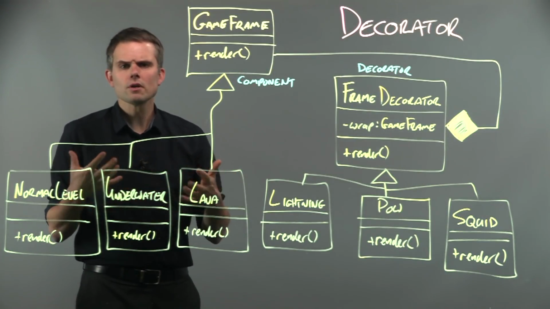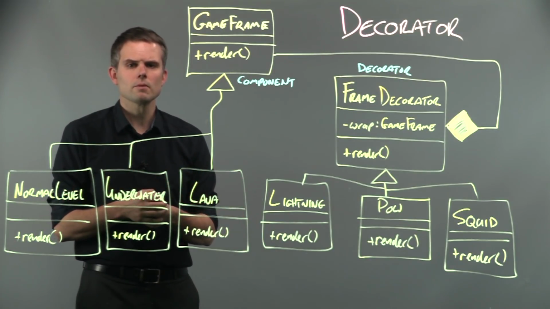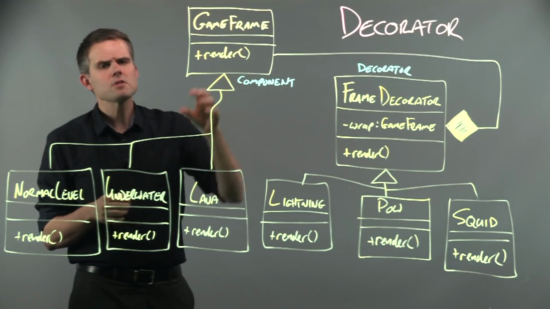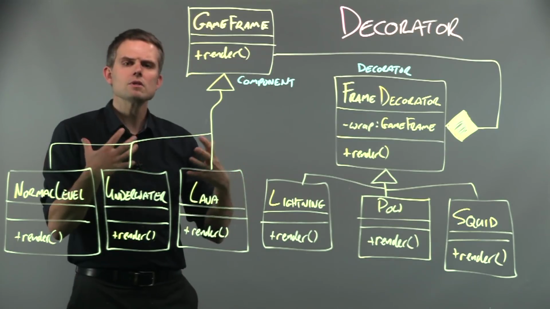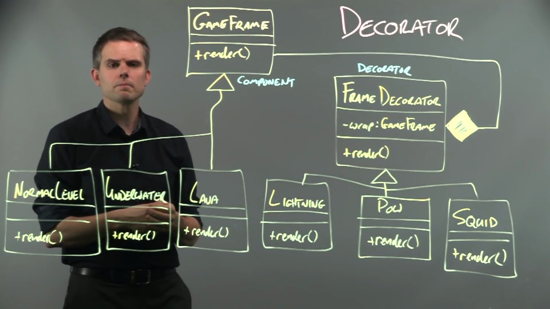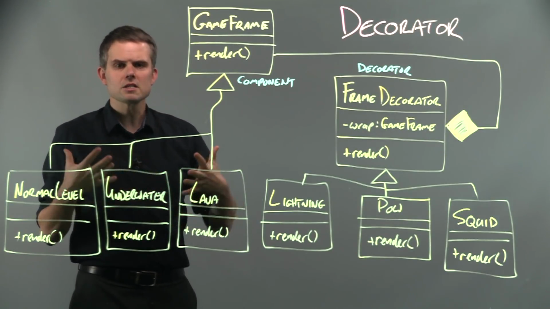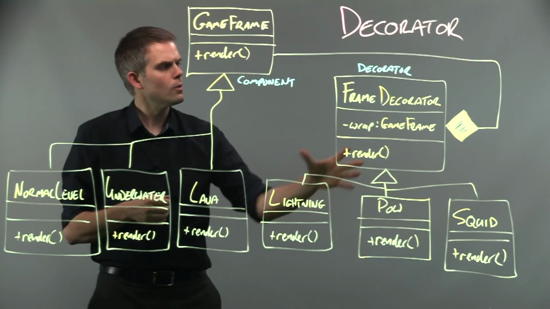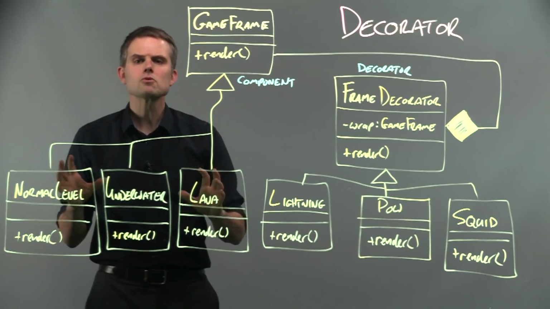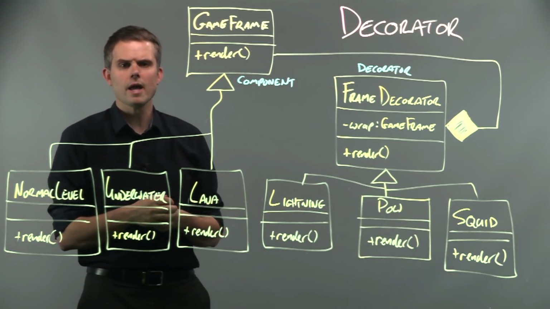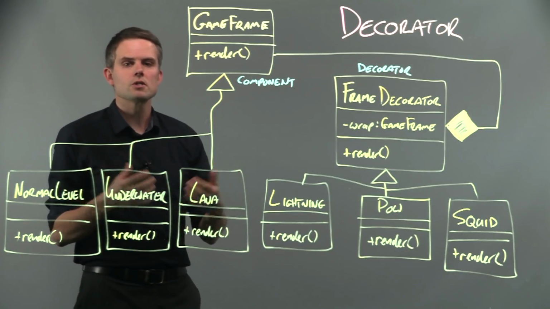From the point of view of our solid design principles, the decorator pattern is particularly strong in terms of the single responsibility principle. In this example here, game frame is able to concentrate on rendering without worrying about things like lightning, POW, and squid. It leaves those behaviors to the subclasses over here. The decorator pattern also supports the open-closed principle. If we want to extend our system with a new behavior, all we need to do is implement the decorator type itself. And our existing concrete types will remain oblivious to these new behaviors that have been added. The decorator pattern is a well-understood example of using composition to extend your system.